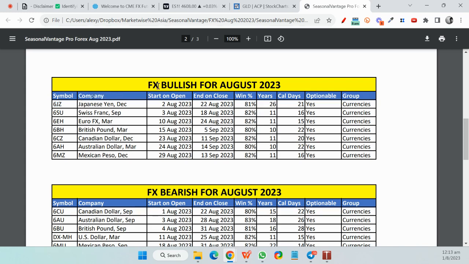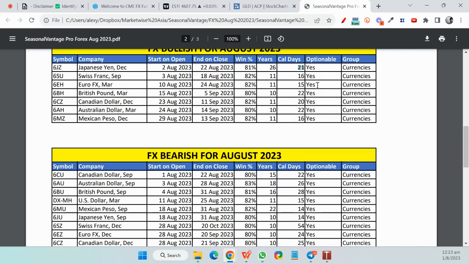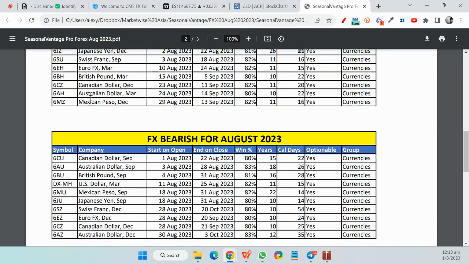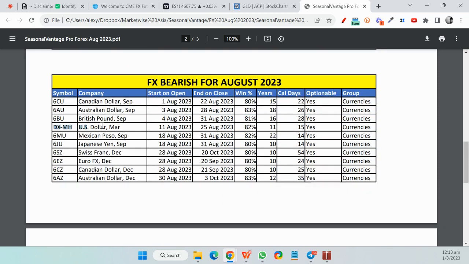For the bullish case, it is pretty straightforward. For open and close, from the start on the 2nd of August until the closing on the 22nd of August, for the past 26 years, it has a tendency to rise 81% of the time. From 2nd August to 22nd August is 21 calendar days, and all these currencies are optionable. So for example, let's go through the dollar index over here, the US dollar.